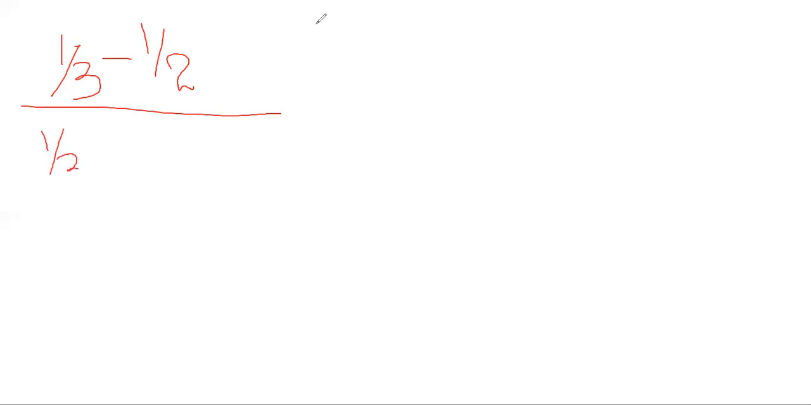So please note down 1 over 3, 1 over 3 minus 1 over 2, and then whole divided by this whole double fraction: 1 over 3, once again 1 over 3, and this time plus a over 4. Plus a over 4.